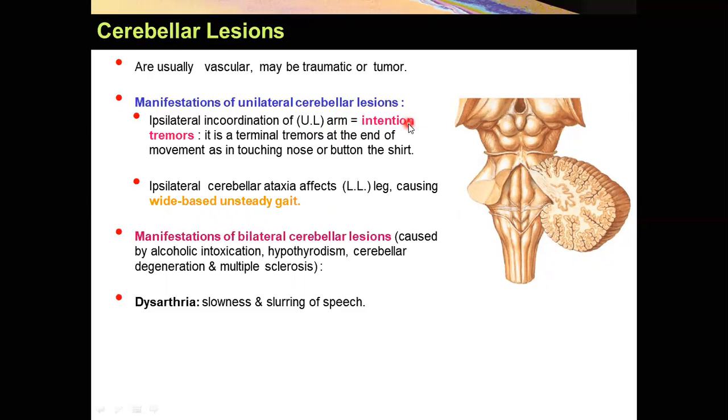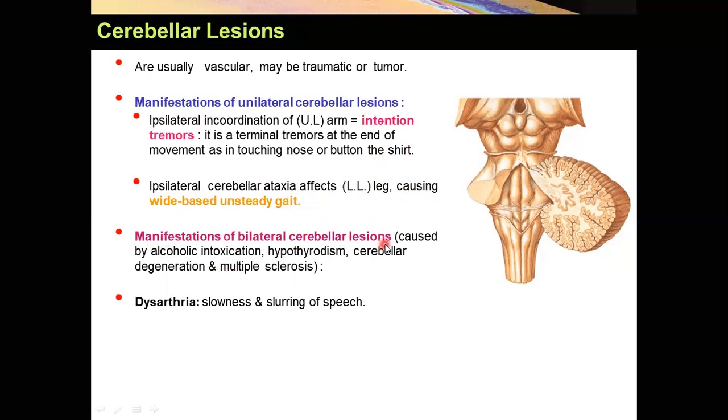This is called intention tremor. It is a terminal tremor at the end of movement, as in touching the nose or the button of the T-shirt. It also causes ipsilateral cerebellar ataxia, which affects the lower limbs, the leg, causing a wide-based unsteady gait.